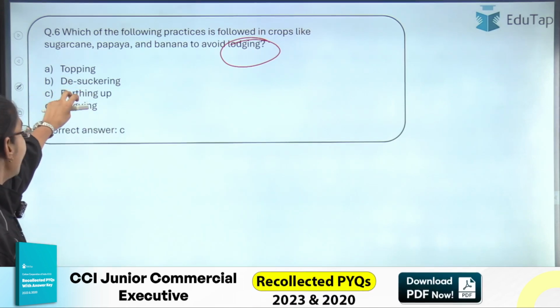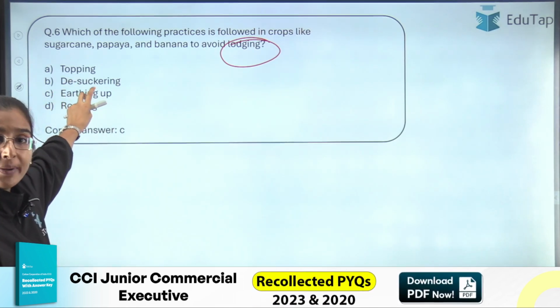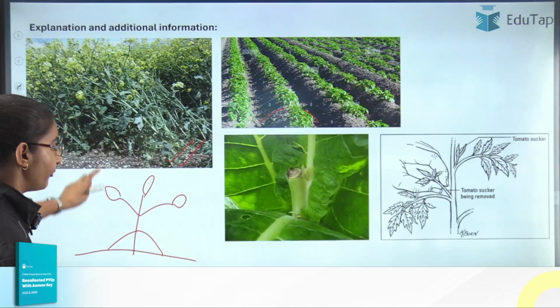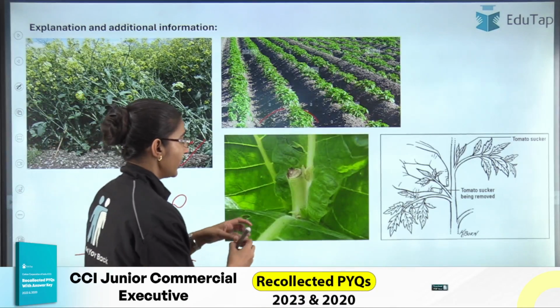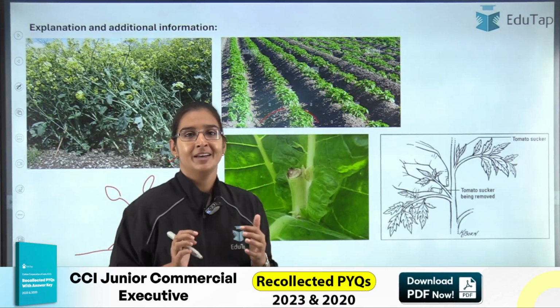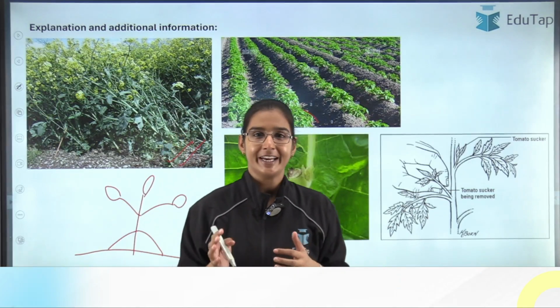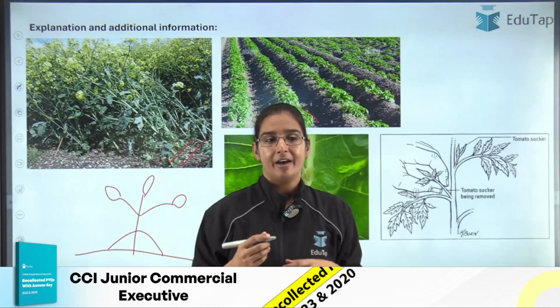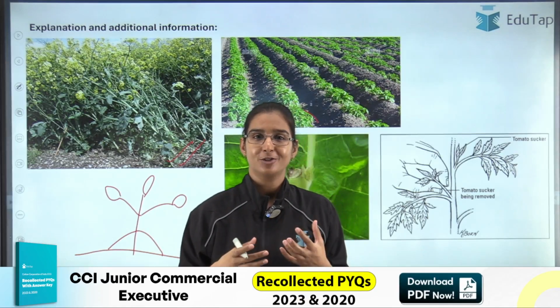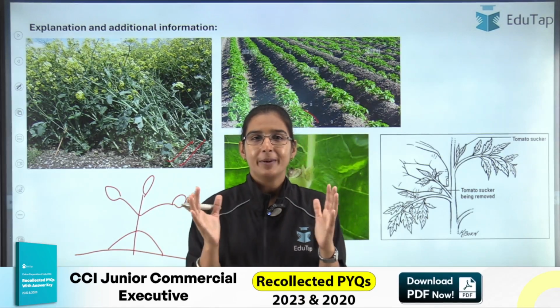It is topping and desuckering. I will explain topping and desuckering to you together. Why? Just have a look. See, while we were all growing up, there came a time when we were around 6 or 7 years of age, when we all suddenly started becoming thin, right?